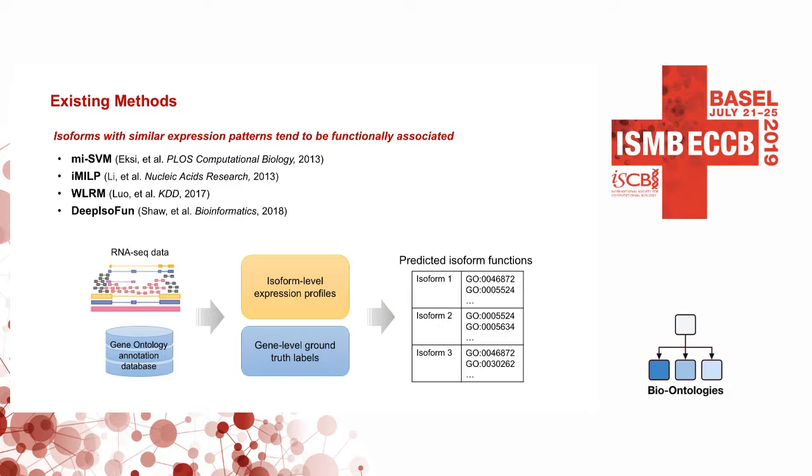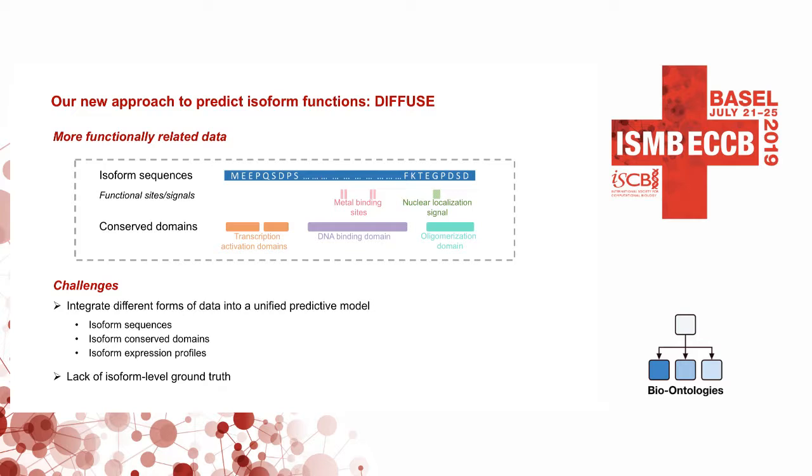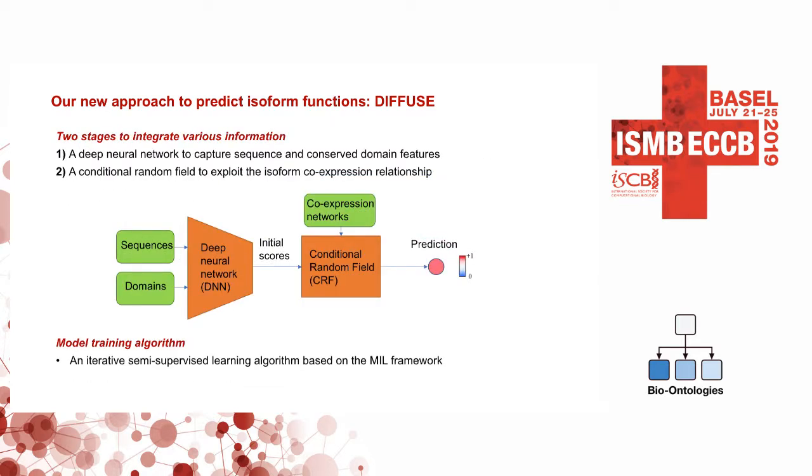Several methods have been proposed for this problem in recent years under the multiple instance learning framework. The limitation of these methods is that they predict isoform functions from the information contained in the expression profiles alone. So in our work, we propose to integrate more function-related data, including isoform sequences and conserved domains. Isoform sequences contain the information of short functional sites or motifs. Conserved domains are longer parts of the sequence, which are conserved during the evolutionary process, which may imply their importance in functions. So we develop a deep learning model, DIFFUSE, to integrate various kinds of data and train this model without the isoform-level ground truth labels. Basically, our model goes through two stages.